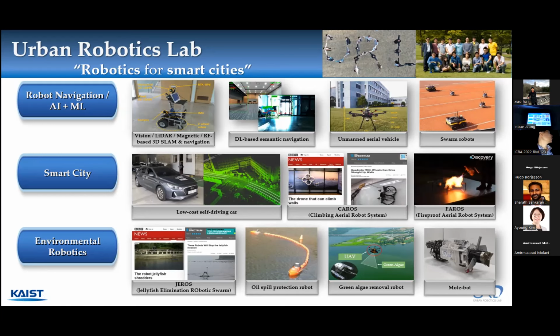And for smart city applications, we build low-cost self-driving cars, and Keros is the climbing aerial robot system for inspection of the structures, and Feros is the fireproof aerial robot system for scouting in the fire disaster situation. And the last topic is the environmental robotics. We have built the jellyfish removing robot called Zeros, and oil spill protection robot, green energy removal robot, and finally the Morbot, which will be introduced later in more detail.